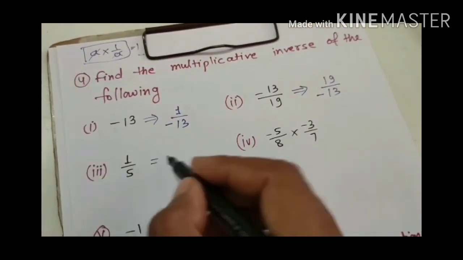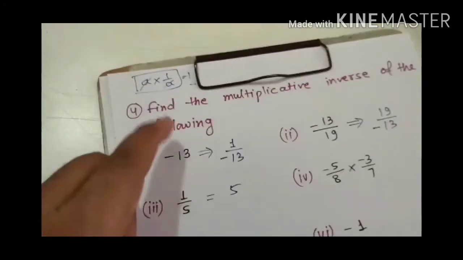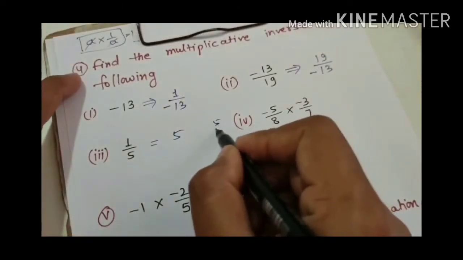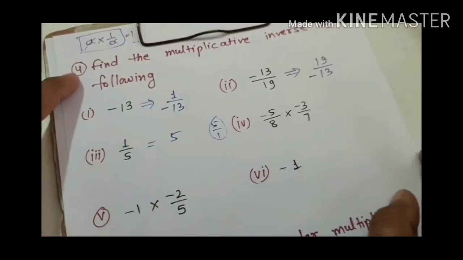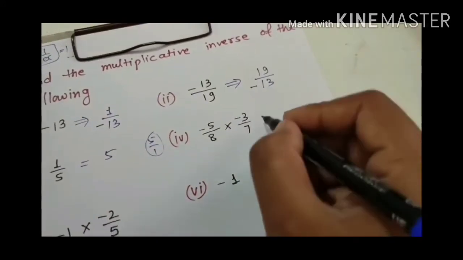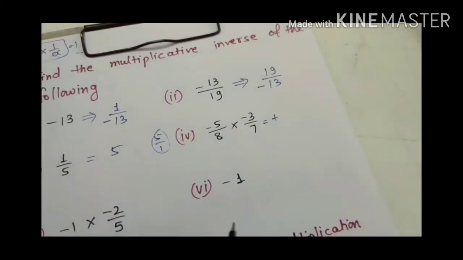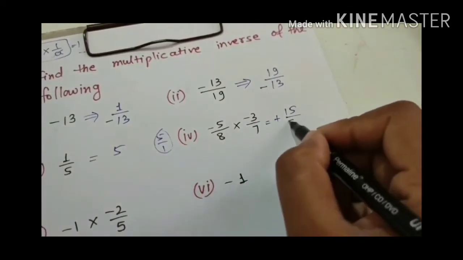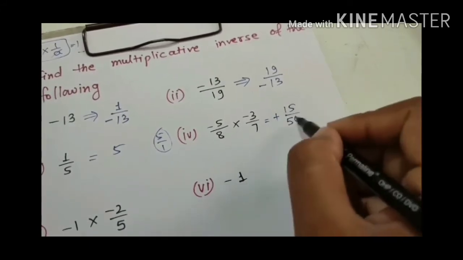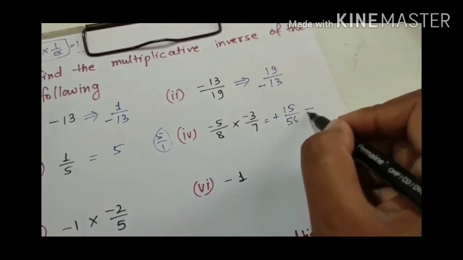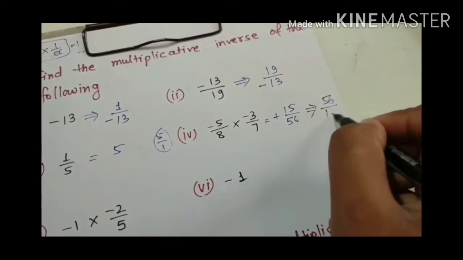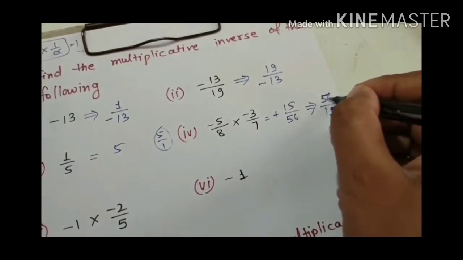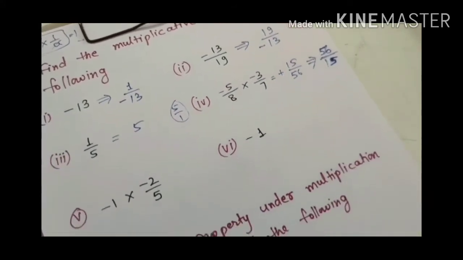Okay, now the same thing, 1 by 5. Now the reciprocal of 5 by 1 means 5, you can write 5 by 1, the same thing. Now first you have to solve this one. See, minus into minus is plus, 15 by 8 7 is 56. Now if you find the reciprocal, what will it be? 56 by 15. If you multiply these two numbers, you will get 1.